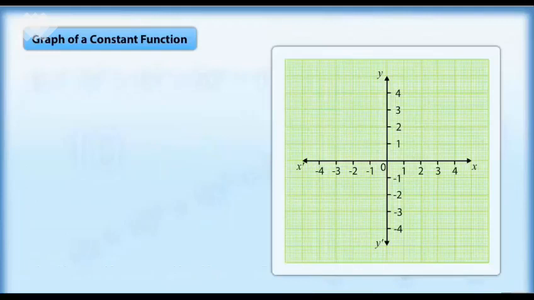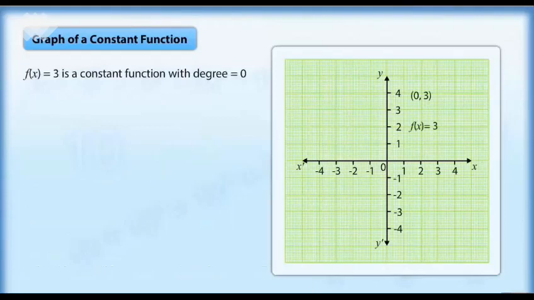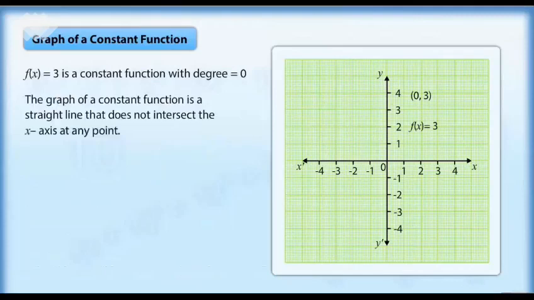Let's look at the graph of a constant function. f of x equal to 3 is a constant function with degree equal to 0. What do you think the graph is like? The graph is a straight line that does not intersect the x-axis at any point. Hence, it has 0 x-intercepts.